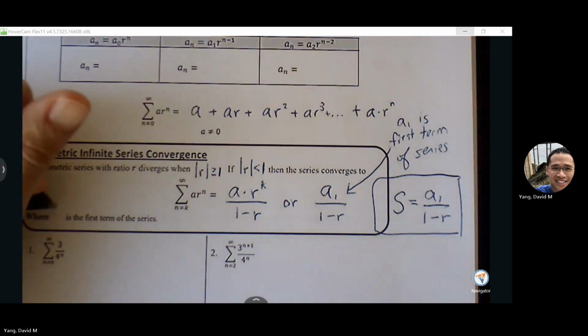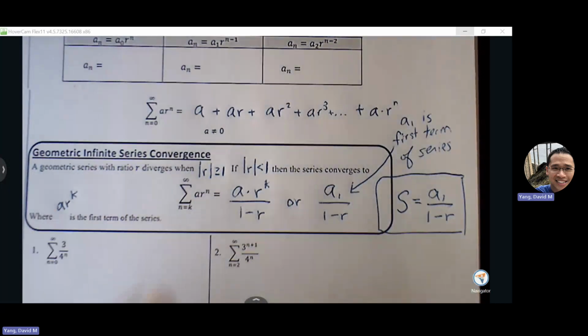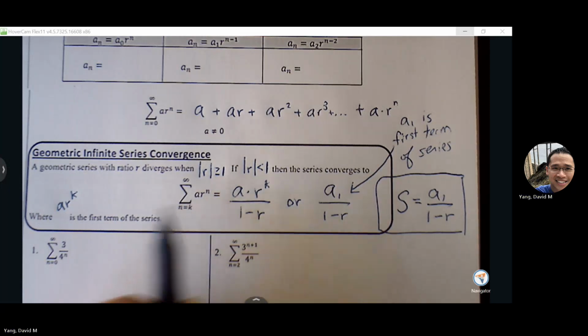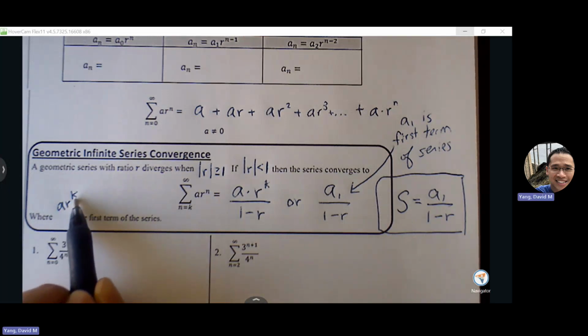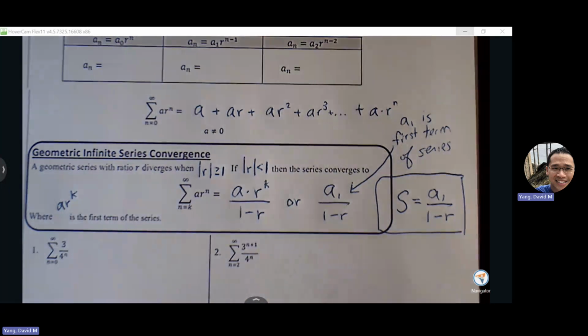And then a r to the k is going to be the first term in the series. So basically, it could be starting at n equals 0, it could be starting at n equals 1, could be starting at n equals 2. Whatever that first initial value is, if we plug that in, that's going to be the first term. Whatever that k value is, inserted into the rule of the sequence, is going to be our first term.